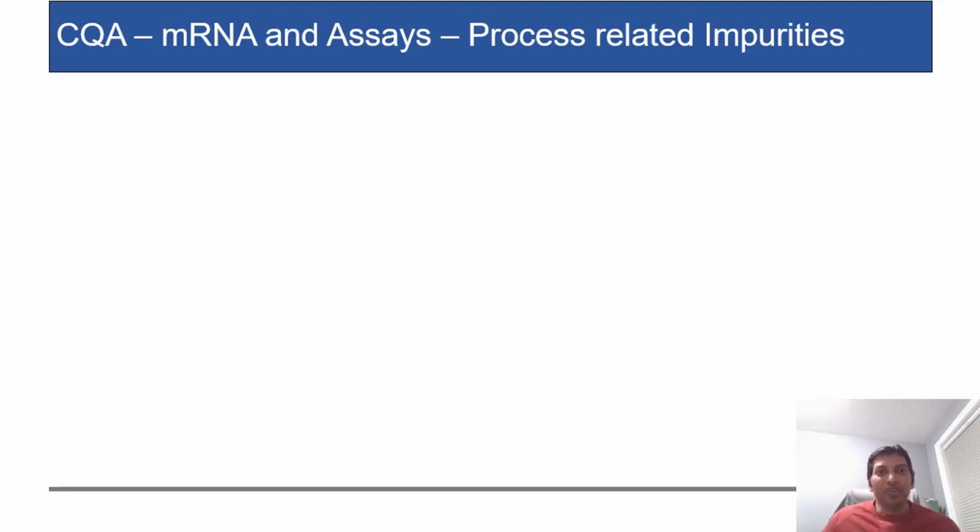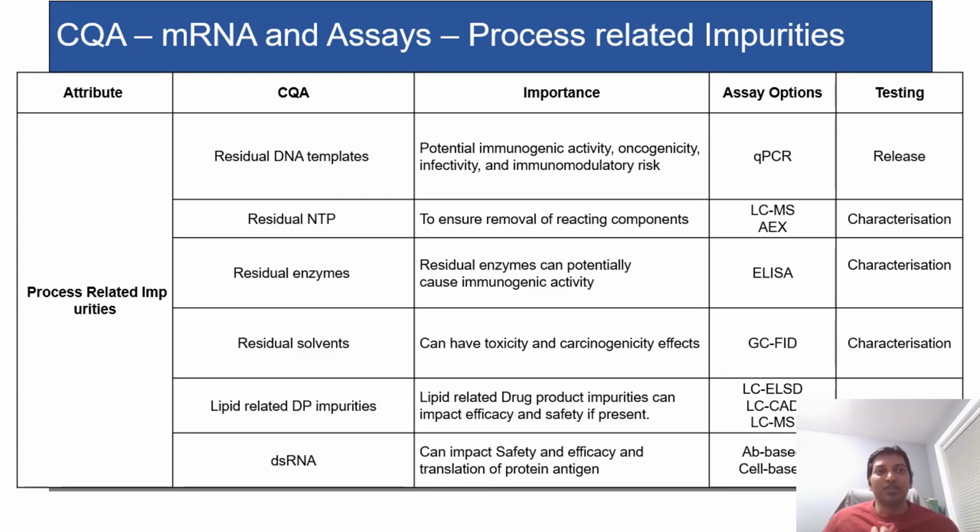So, moving on to process related impurities. These are impurities that are coming from the process. In the process, you have a plasmid DNA, you're going to generate mRNA, and for that you're going to use enzymes, dNTPs, and different solvents. So that's what we're really looking at here.